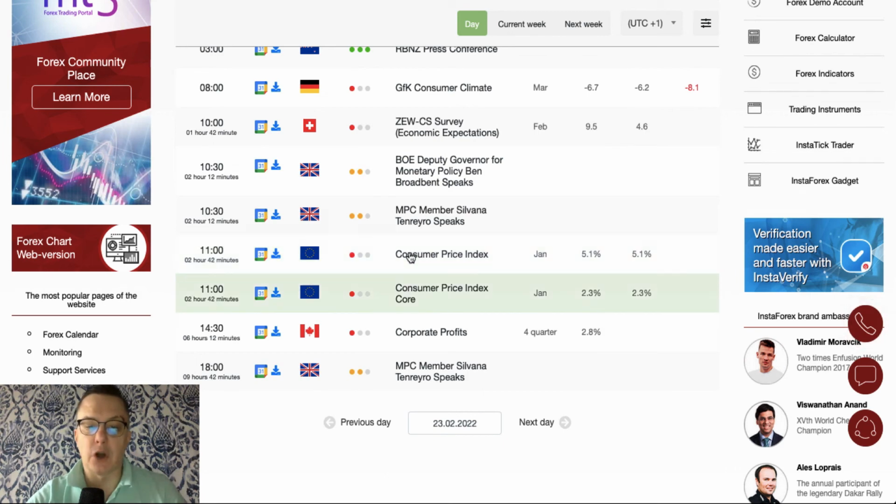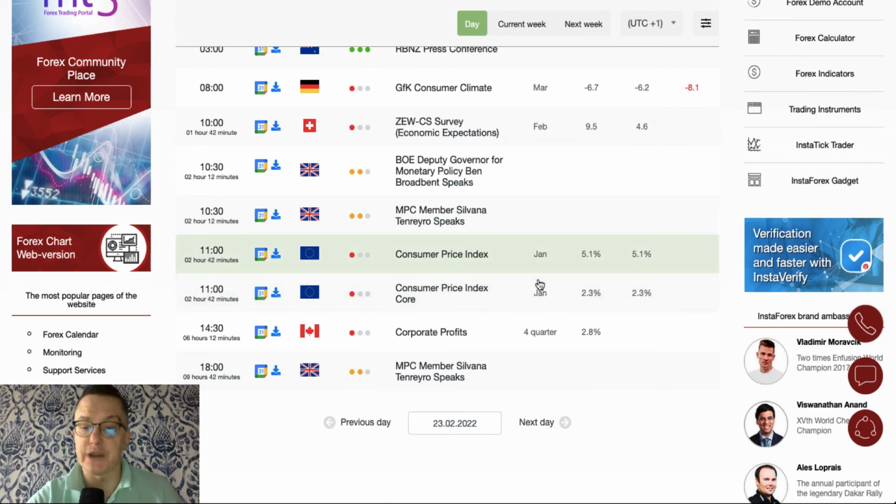Consumer price index and core consumer price index from the Eurozone are scheduled for release at 11 o'clock. It's very interesting to see if the inflationary pressures are already priced in the consumer price index. 5.1% was the last reading. 5.1% is the forecast of the consumer price index, and we will get to know what the actual reading is at 11 a.m.